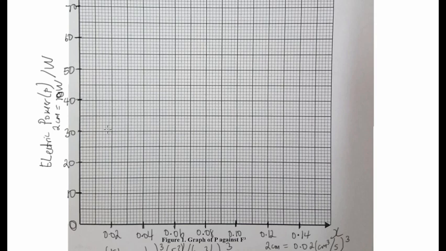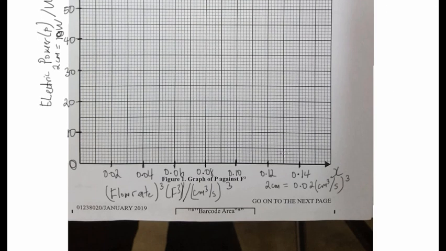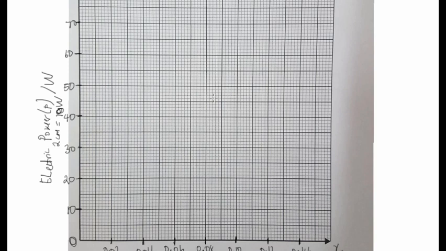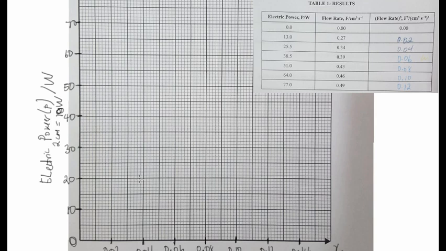And on the x-axis I've done something similar. I've labeled the x-axis as flow rate. I placed the unit and I placed my scale. So on the x-axis, each 2 centimeters is equivalent to 0.02 centimeters cubed per second, all cubed. So with that said, I can go ahead and plot the graph. So the first point is when the electric power is 0 and the flow rate is 0. So my first point will be somewhere right here.